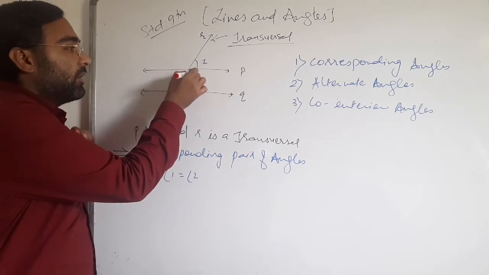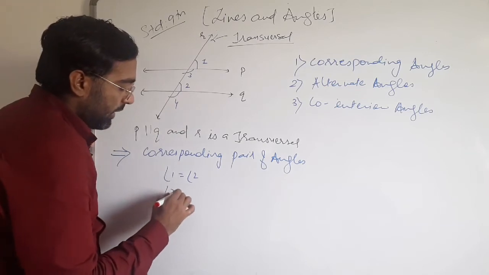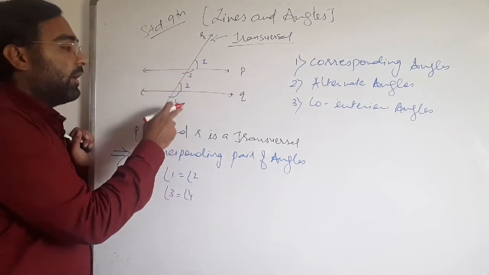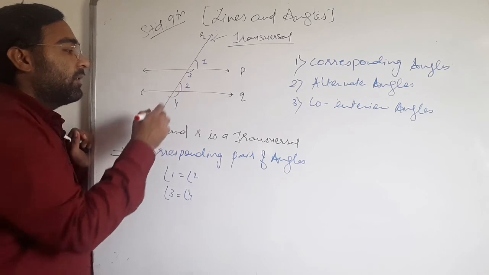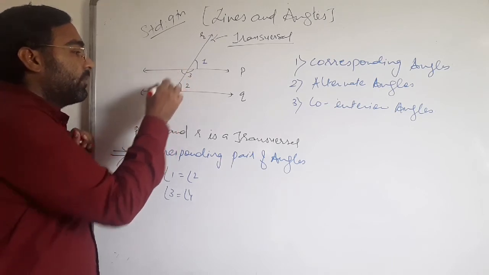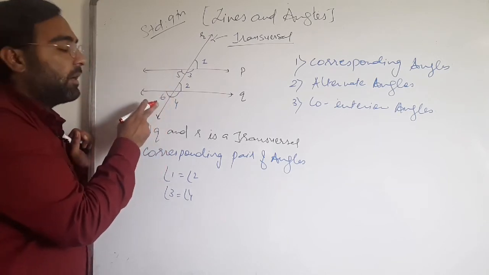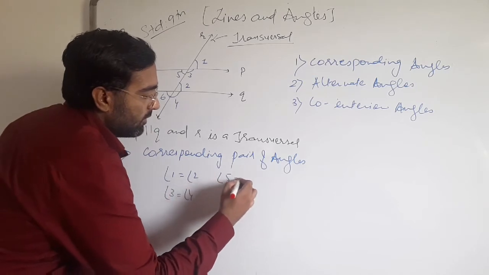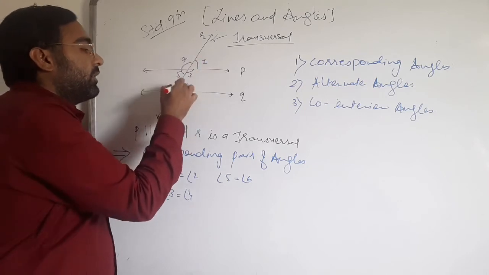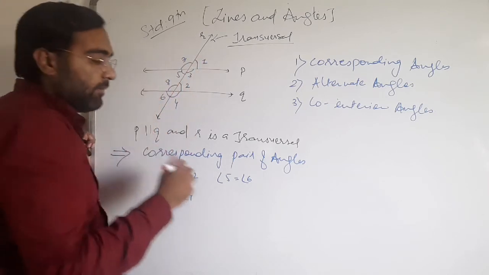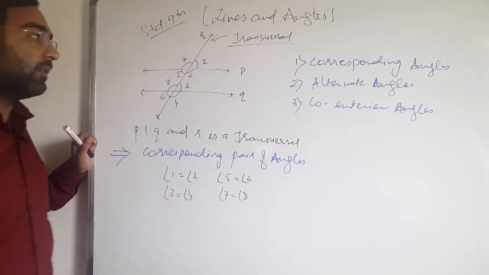Now here is one angle 3 and here is one angle 4. We name them 3 and 4. Angle 3 and angle 4 are also equal, because they make corresponding angles. Now we go for 5 and 6. Angle 5 and angle 6 make corresponding angles, and angle 7 and angle 8 make corresponding angles. Always they are all equal.